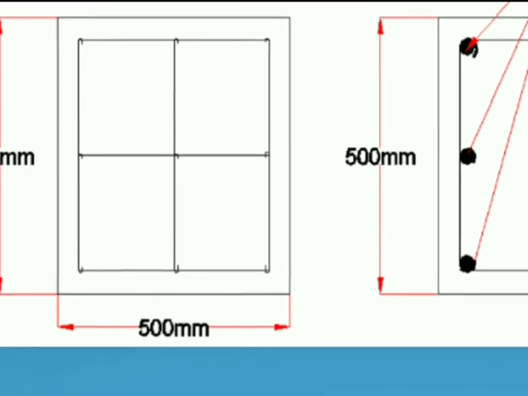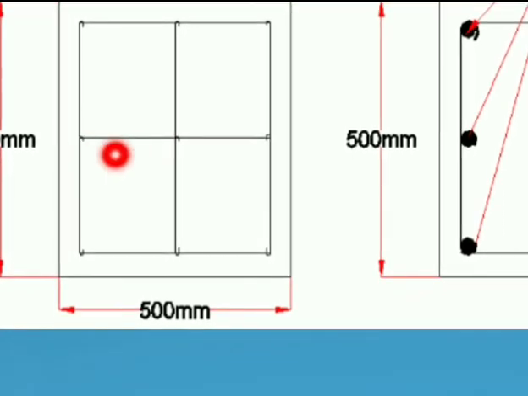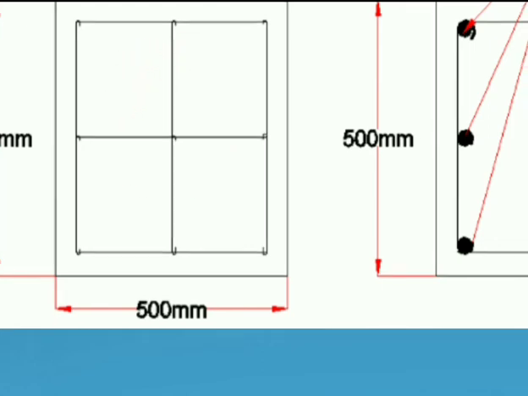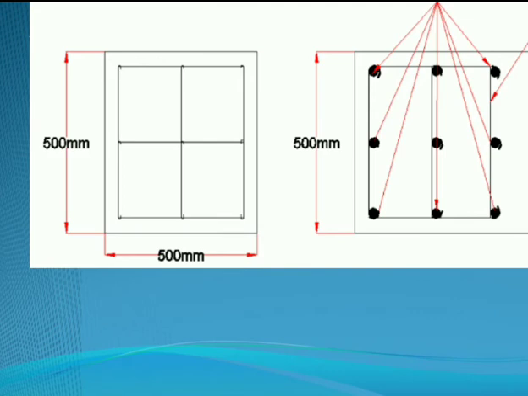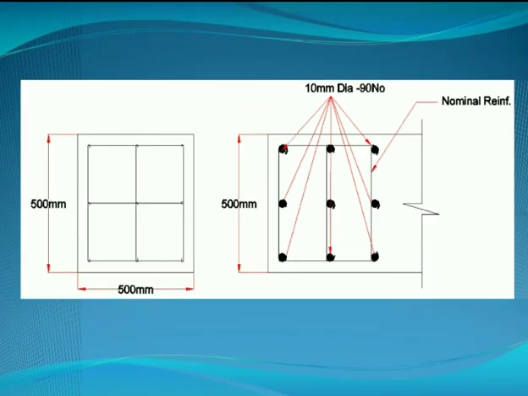In this view you will be able to see I have provided hooks also. From the front, if you see, it is just like a cage. But when you look from the length view or the longitudinal view, you will correctly understand how the reinforcement is provided. Now here, as we have 9 bars, we have provided them in 3 rows. Each row consists of 3 bars.